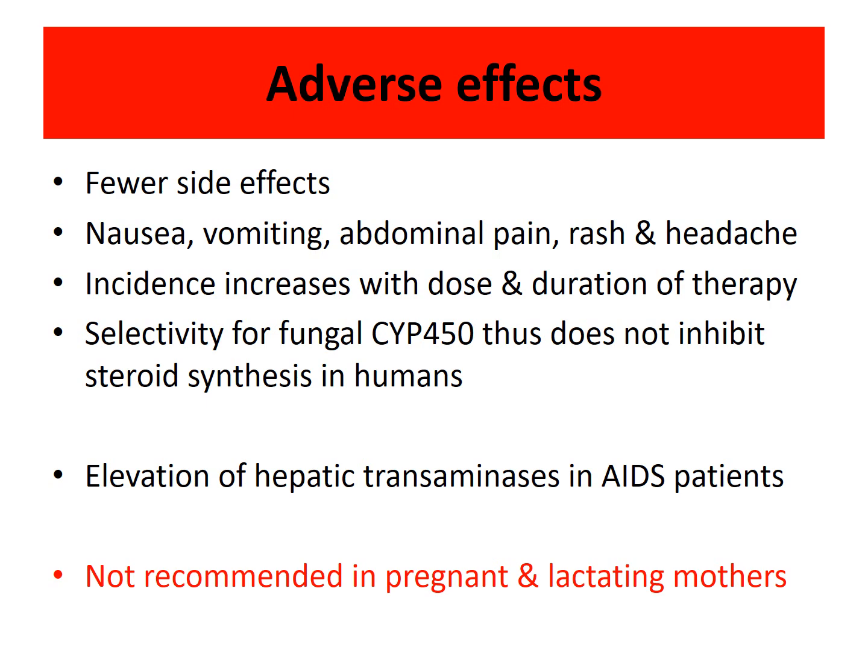Coming to the adverse effects of fluconazole, very few side effects when compared to ketoconazole and amphotericin B. Nausea, vomiting, abdominal pain, rashes, and headache, which are very common to all the drugs, are also present here. The incidence will increase with dosage and duration of the therapy. Plus, it has selectivity for fungal cytochrome P450, thus does not inhibit steroid synthesis in humans. It is very selective for fungal P450, not for human P450, so it does not affect humans.